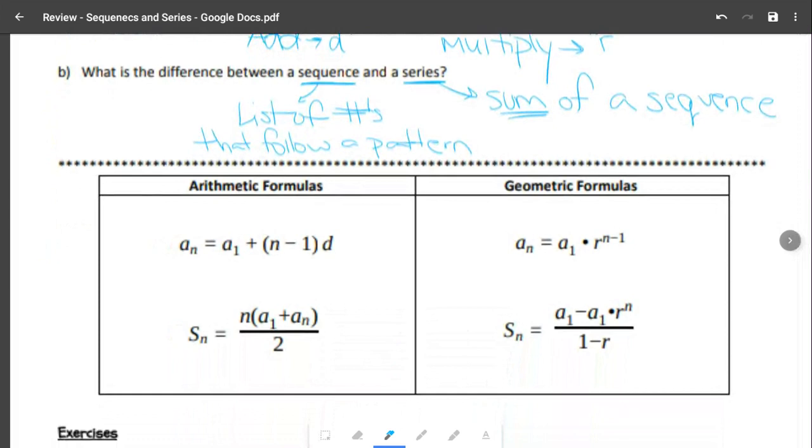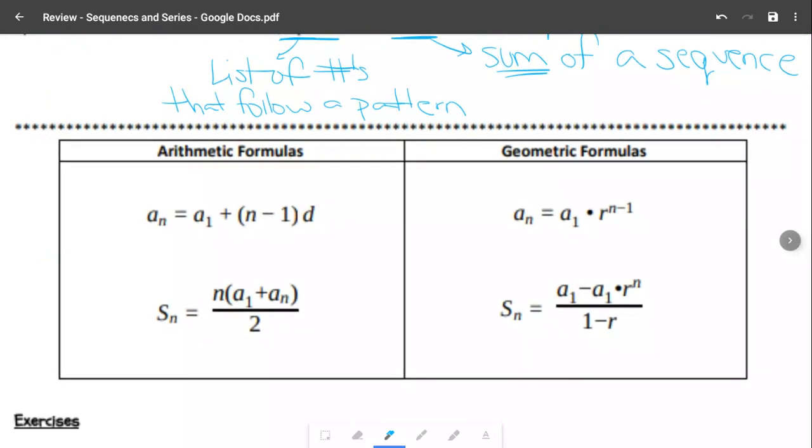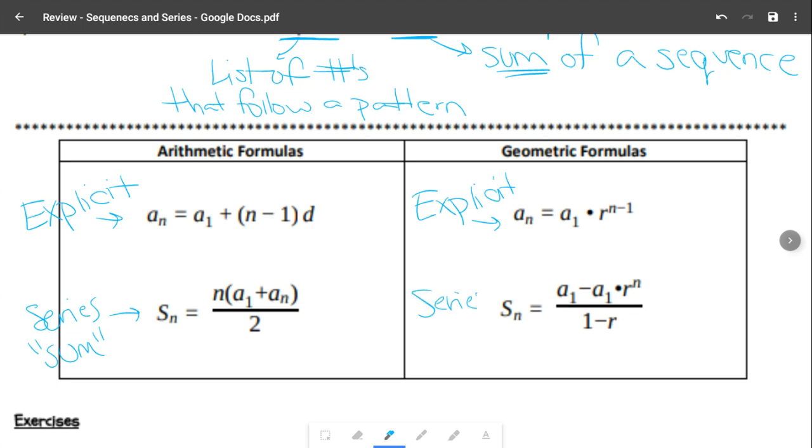So in this box here are your four formulas that are used. So for arithmetic, this first one is called your explicit formula for your sequence. And then Sn, this is your series or your sum formula. Same thing for geometric. You have your explicit formula. Remember that explicit formulas find you any term you want at any time. And then we have our series or our sum formulas.